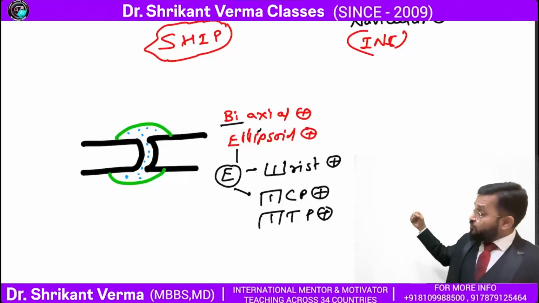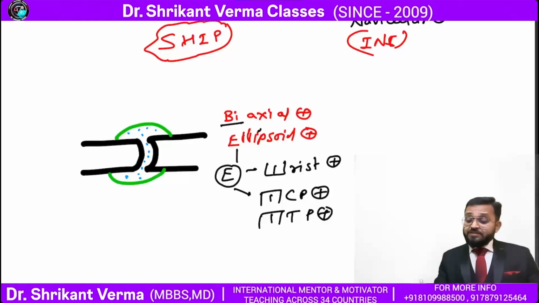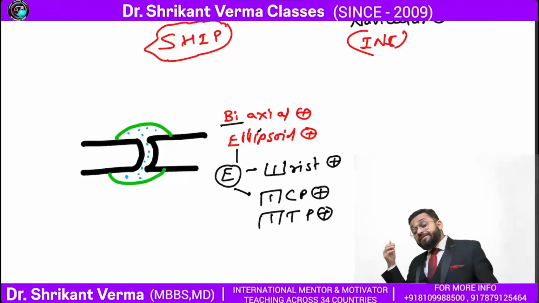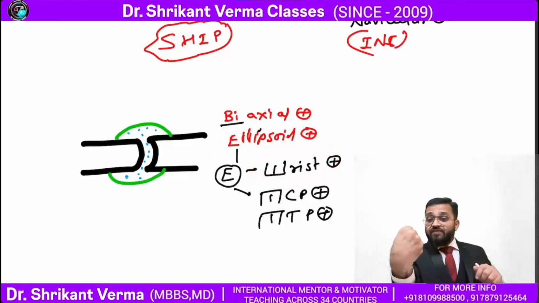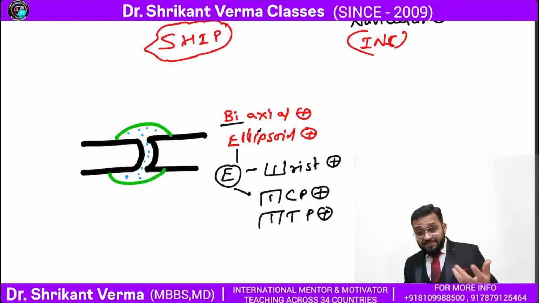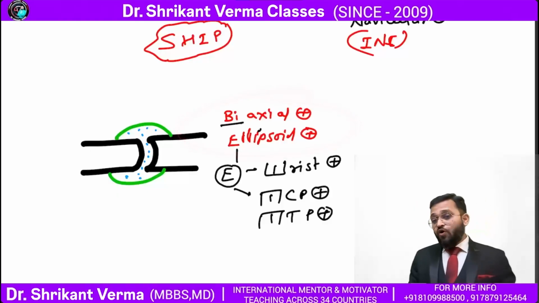Getting the point? So this joint, the metacarpophalangeal joint, is the ellipsoid joint. And the wrist joint has flexion, extension, abduction, adduction, only biaxial movement. That's why this is the ellipsoid joint. So I told you all these things.